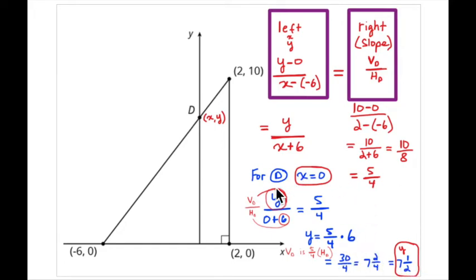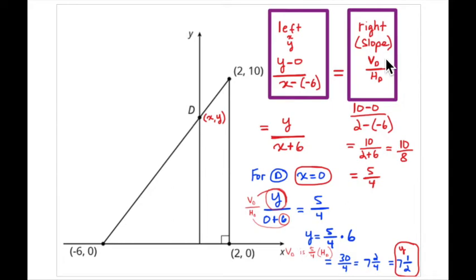This is hard, and if you're not comfortable working with fractions, you just have to go through this, look at it a variety of different ways, and keep on working at it. So the left side of this equation is y over x plus 6. X minus a negative 6 is the same as x plus 6. And that equals the slope, 5/4.